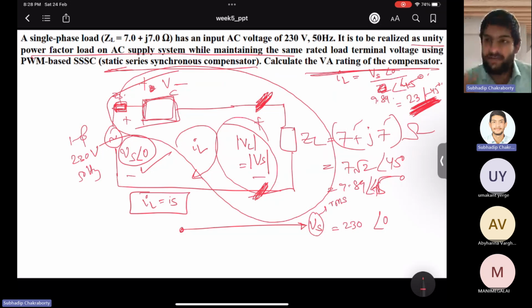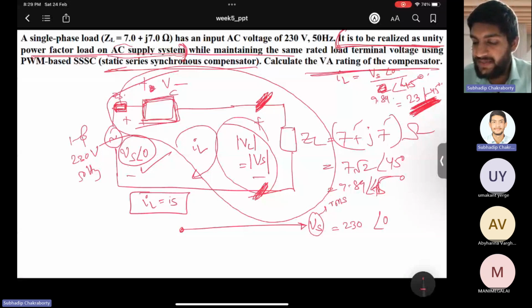Assume you have attained so by injecting the proper voltage, which you don't know. But you know one thing: your current should be in phase with the supply voltage, because it is mentioned that it is to be realized as a unity power factor load on the AC supply system. Please read the full term. It is not a unity power factor load. Please don't confuse with the statement. The statement says it appears as a unity power factor load to the AC system, that is, to the supply. The load is not unity power factor.